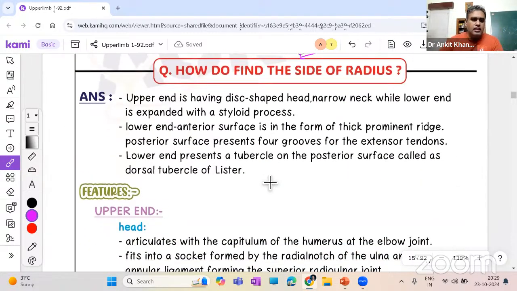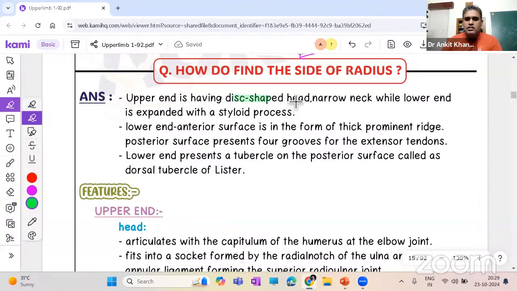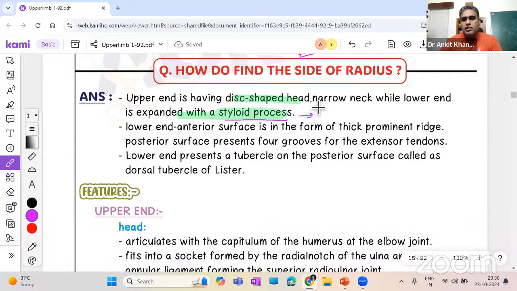So upper end, let us just review it. Upper end having a disc-shaped head, a narrow neck, while lower end is expanded, having a styloid process. Let me just clarify the styloid process. It faces where? It faces laterally and downward, outside. You can feel it actually, you can palpate it. This part that I'm touching right now at the tip of my right radius is the styloid process. This is my right radius styloid process.